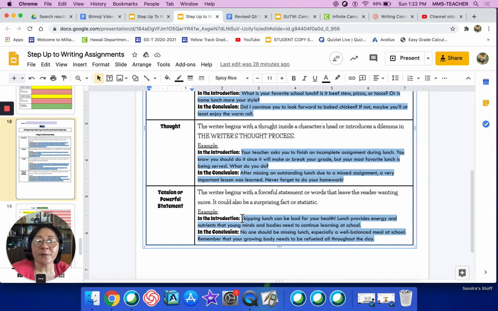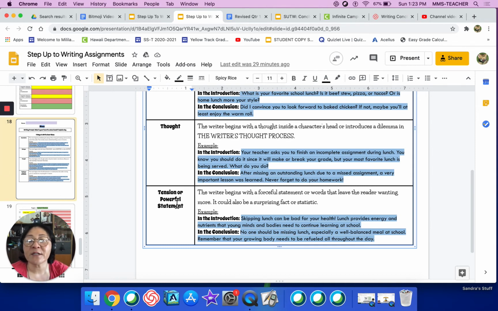So an example of a blue in the introduction would be, skipping lunch can be bad for your health. Lunch provides energy and nutrients that young minds and bodies need to continue learning at school. Okay? So that would be a surprising fact maybe for some of you. As a conclusion, blue in the conclusion, for tension or powerful statement, you could say, no one should be missing lunch, especially a well-balanced meal at school. Remember that your growing body needs to be refueled all throughout the day.